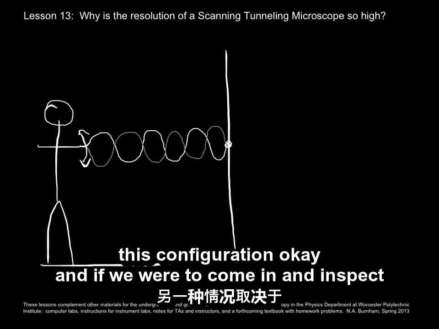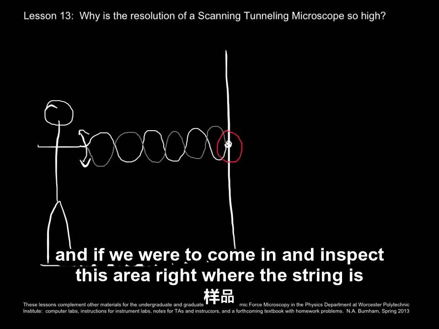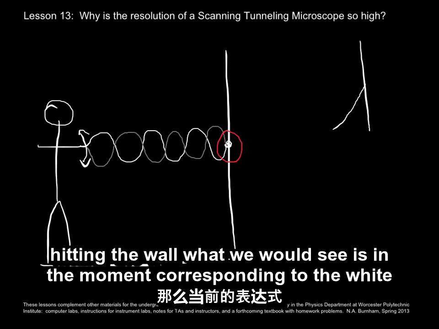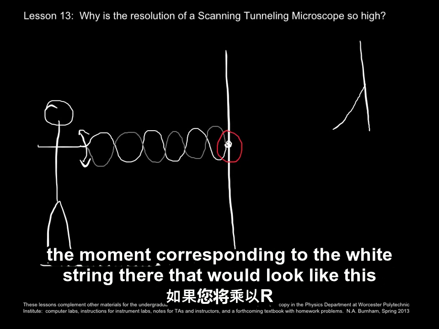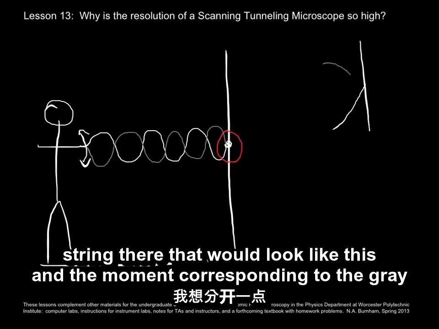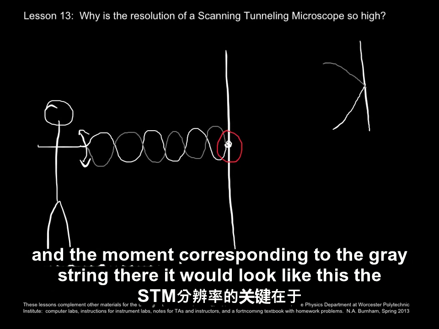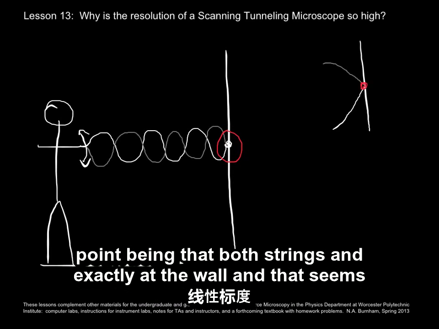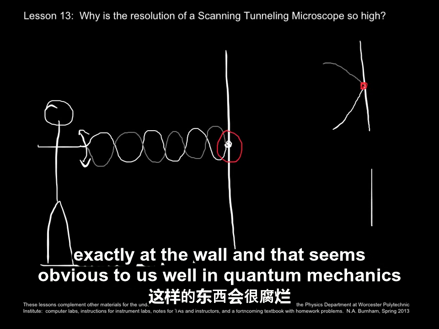Okay. And if we were to come in and inspect this area, right where the string is hitting the wall, what we would see is, in the moment corresponding to the white string there, that would look like this, and the moment corresponding to the gray string there, it would look like this. The point being that both strings end exactly at the wall, and that seems obvious to us.